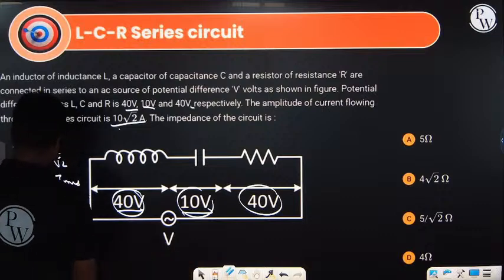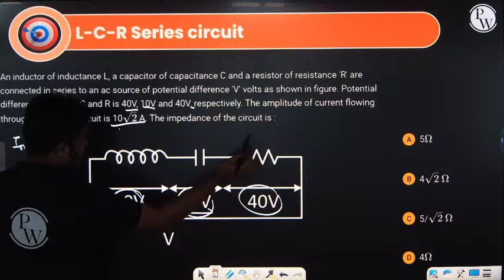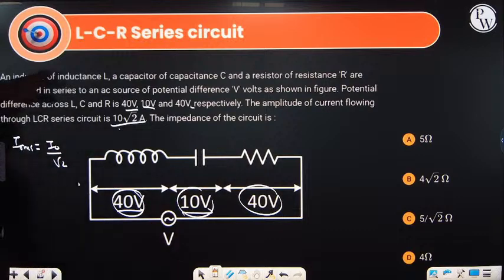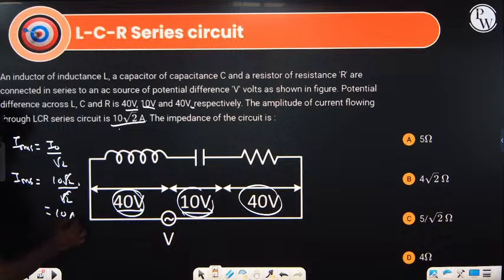The amplitude of the current flowing through the LCR circuit is 10 root 2. So IRMS is 10 root 2 divided by root 2, the root 2 cancels. How much did we get? 10 ampere. So that is IRMS, 10 ampere.